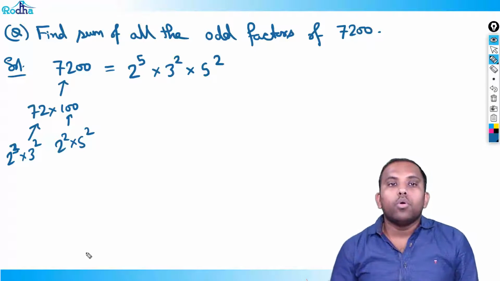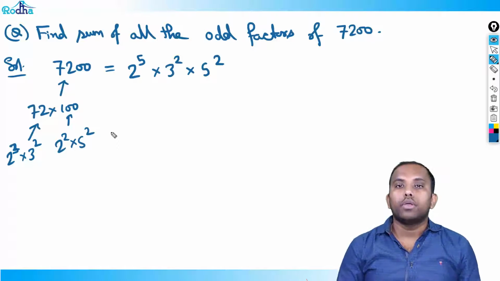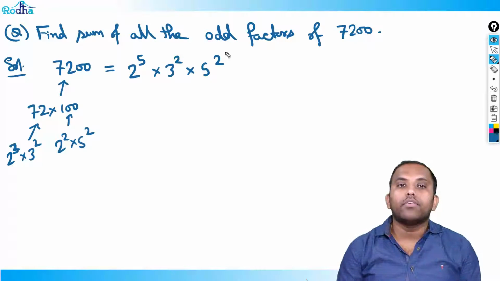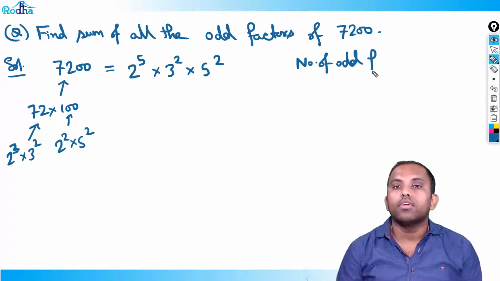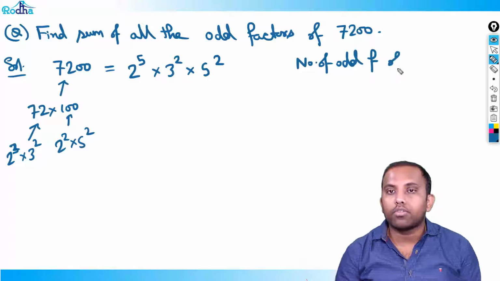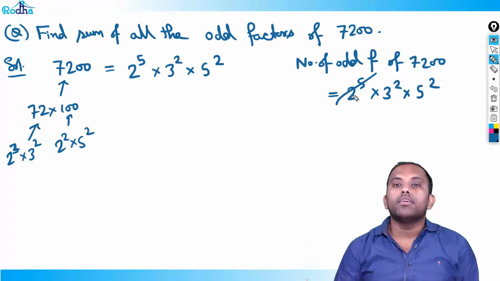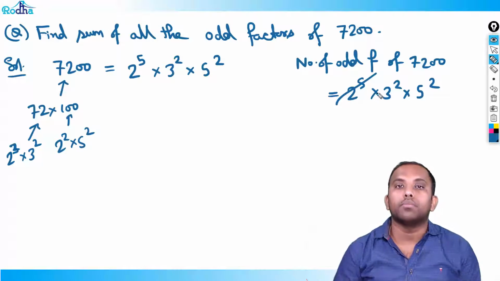Yeah, fine. So you have to find the sum of all the odd factors of 7200, right? You remember the initial videos on factors? What we did there was find the number of odd factors. How to find the number of odd factors? Let's say I have to find the number of odd factors of 7200. We'll simply strike off this 2, because 2 raised to 5 won't contribute to any odd factor.